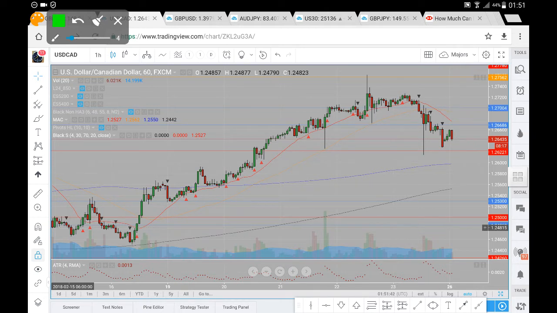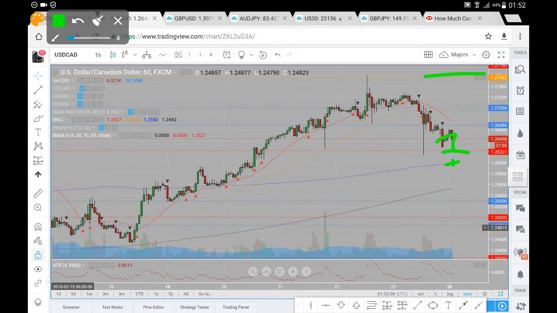and if we do break above the 127, we are looking for 127.56. Now, 127.56 to be near the far end of the range. But ultimately, we do also have the 127.78.